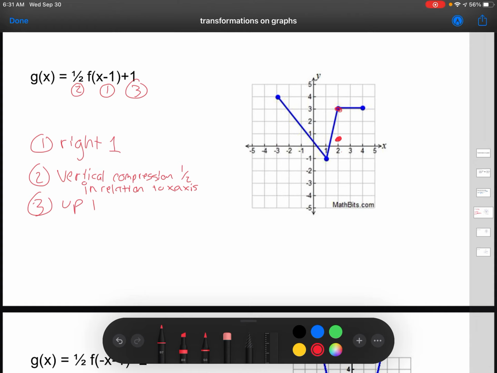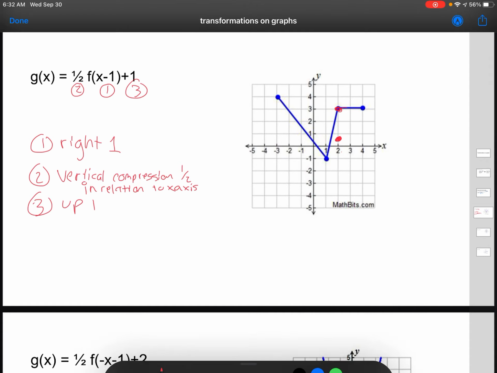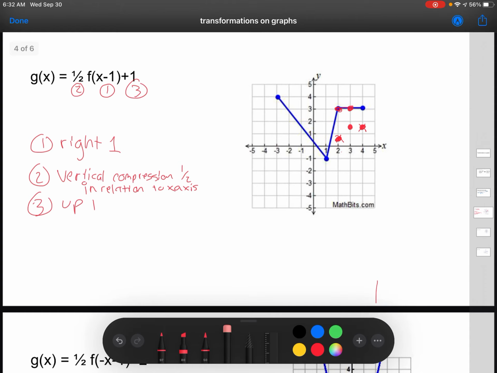So this point here on 3, go right 1, compress by half. So right now it's 3 up, half of 3 is 1.5. So I'll land here, and then I'll go right 1. But my final spot is here. Right? And I will get rid of the extras. Do it with this one, go right 1, cut it in half.